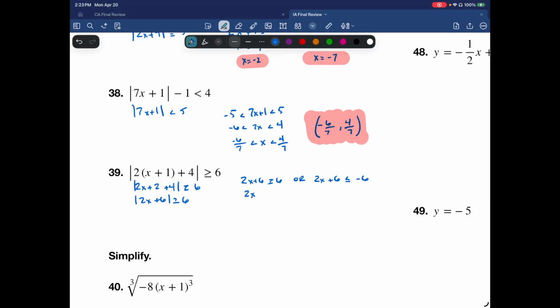So it's going to be 2x is greater than or equal to 0, so x is greater than or equal to 0. 2x is less than or equal to -12, so x is less than or equal to -6. Okay, so if you were drawing a graph, it would look like this. You would have -6 on the left, 0 on the right, and then I would bracket on both, shade in opposite directions. So it looks like that. And so when I write my interval notation, it's going to be negative infinity to -6 with a bracket, union, bracket on 0 to infinity, and parentheses on both the infinities.